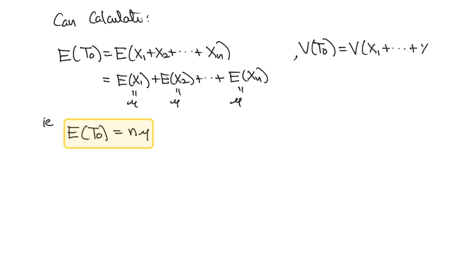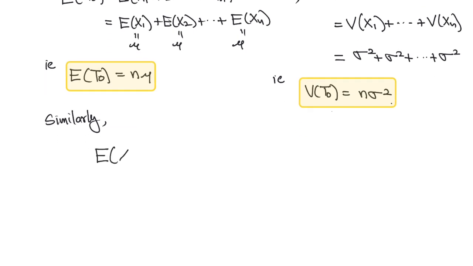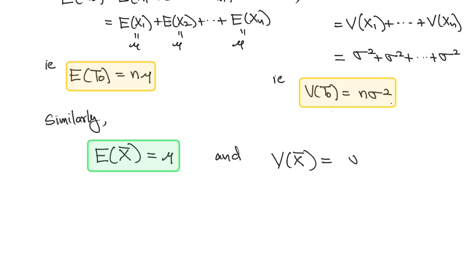We can also calculate the variance of the sample total using the properties of variance to get that the variance of the sample total is going to be the variance of the population times the sample size n. Similarly, we can calculate the expected value of the sample mean to equal mu and the variance of the sample mean to equal sigma squared over n.